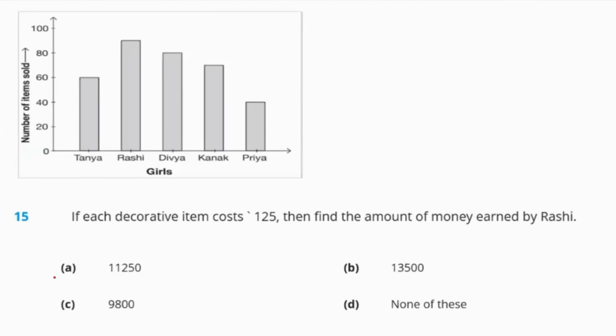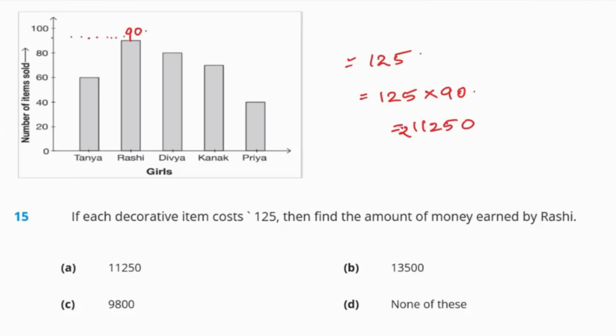Next, 15th question. If each decorative item costs 125 rupees, then find the amount of money earned by Rashi. Here you can see Rashi. How much did she sell? Yes, 90 items. And the cost of one decorative item is 125 rupees. So 125 into 90, that is the amount Rashi earned.